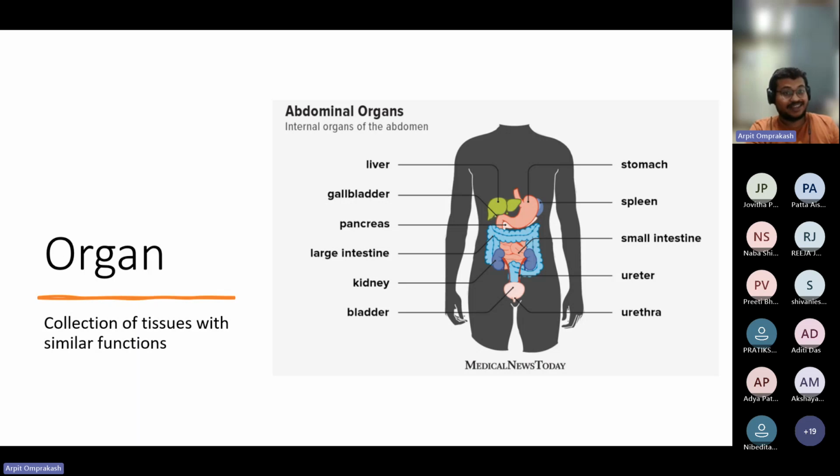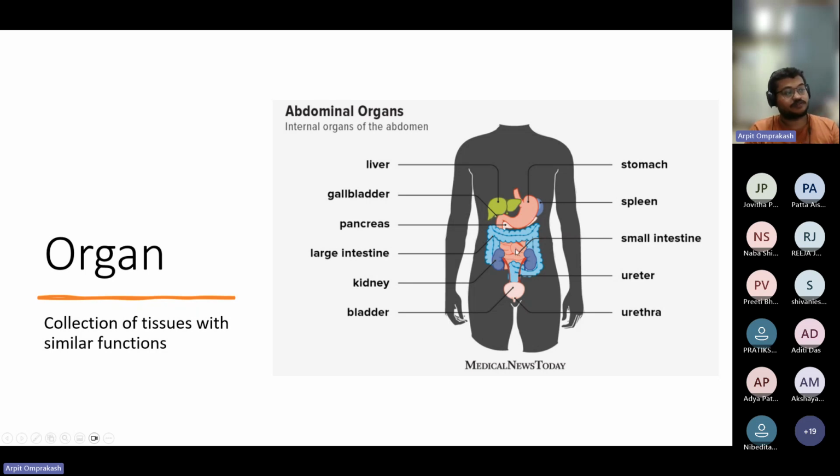Now, organs are the next level of organization. Tissues come together to form organs, which are basically a collection of tissues with similar functions. We have lots of different organs that carry out specific functions. For example, the stomach digests food; it basically helps in digestion.